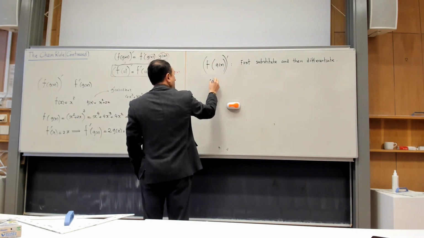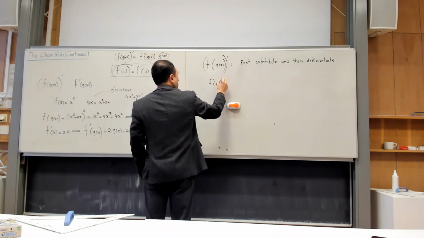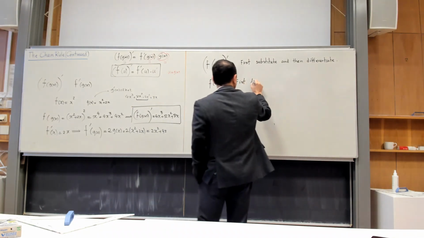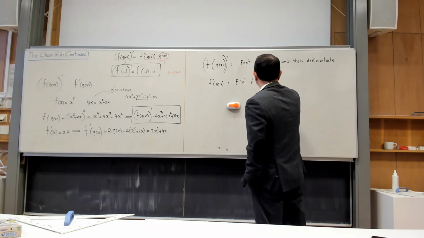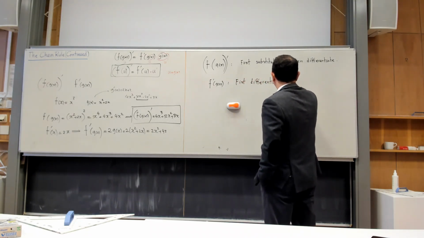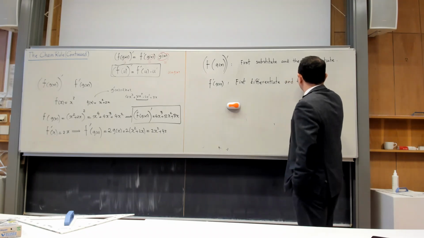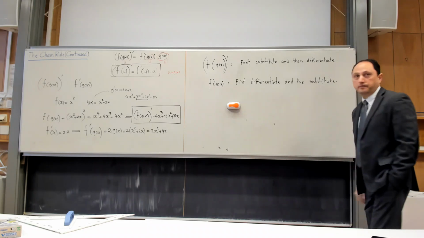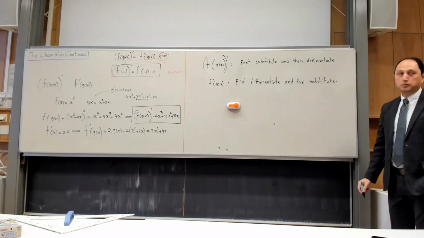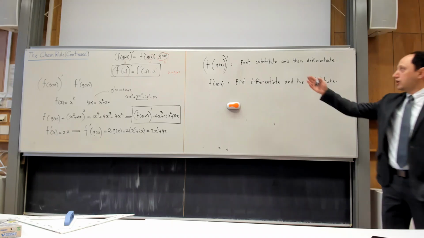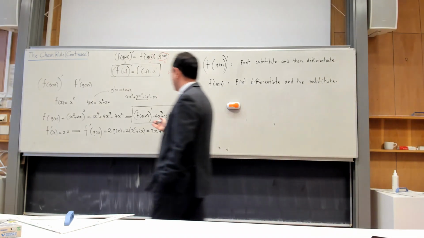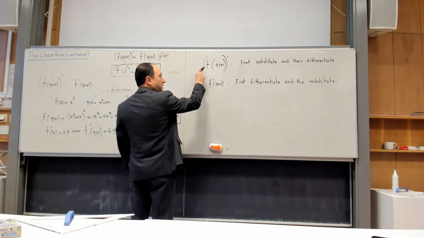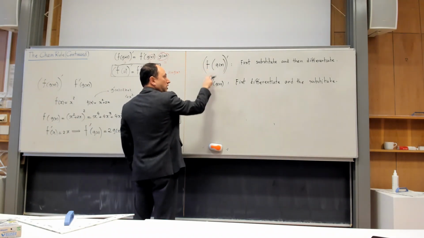But this one means first differentiate and then substitute. Yes? Are these two operations commutative? No. These two operations are not commutative because you see the results might be different. Okay? So, the chain rule is a rule that connects these two operations.